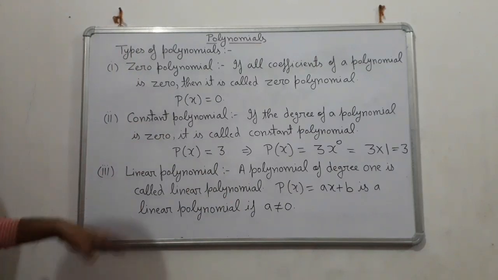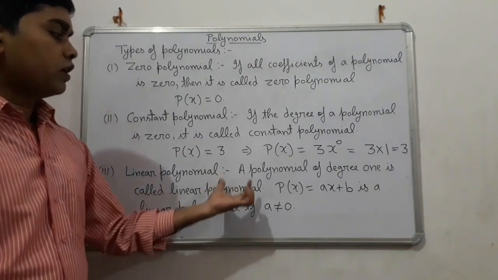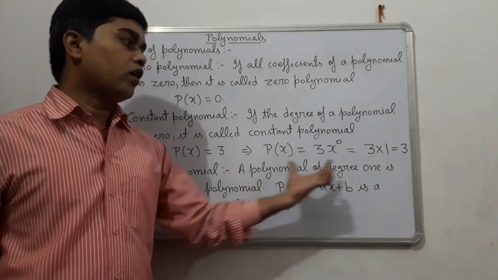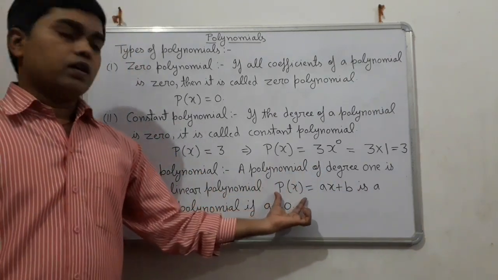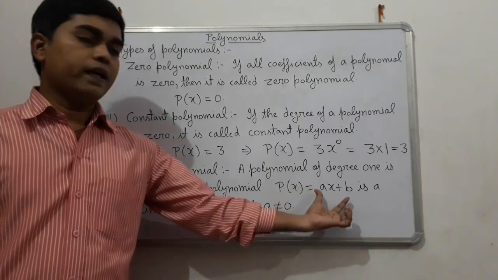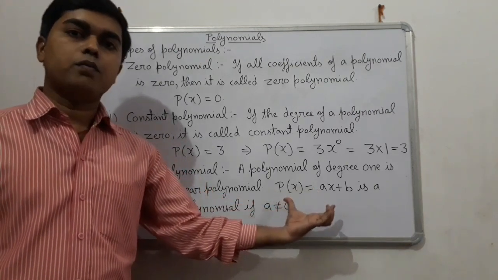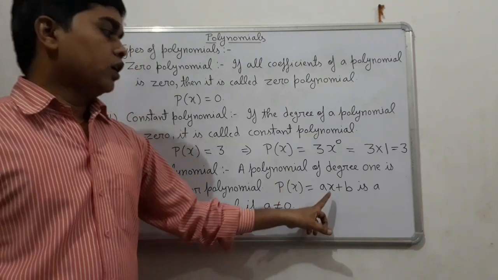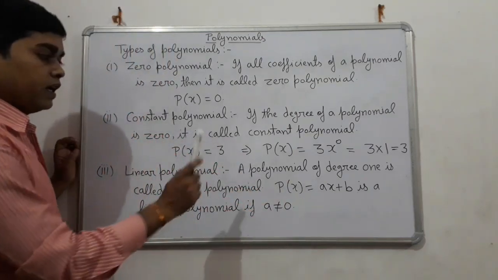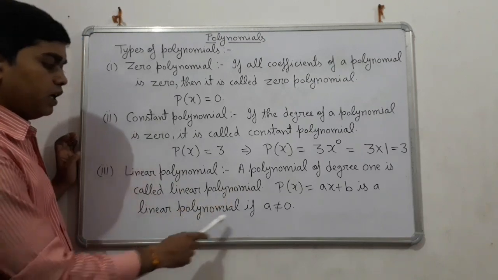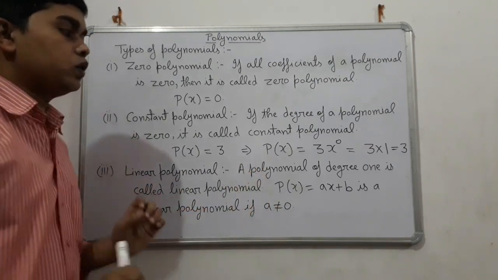And next one is linear polynomial. So what is a linear polynomial? A polynomial of degree 1 is called a linear polynomial. We have p(x) = ax + b. This is the standard form of a linear polynomial. Now see, it is a linear polynomial if a is not equal to 0.